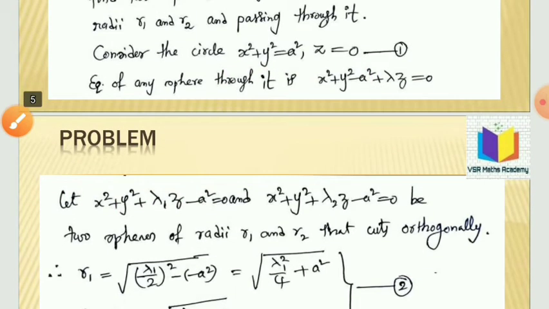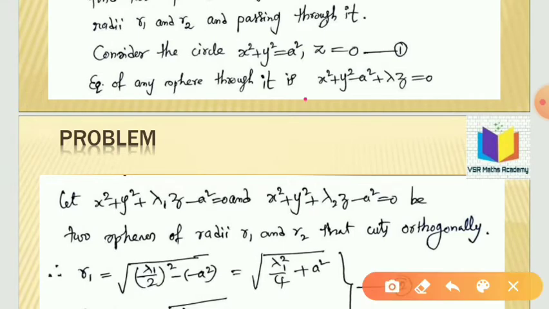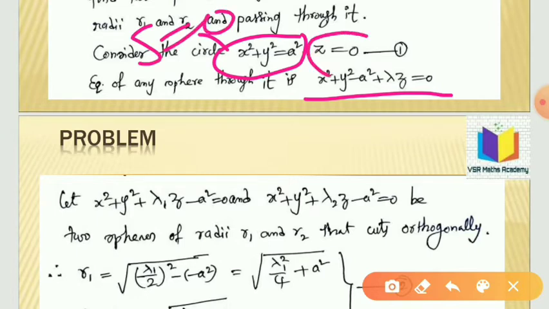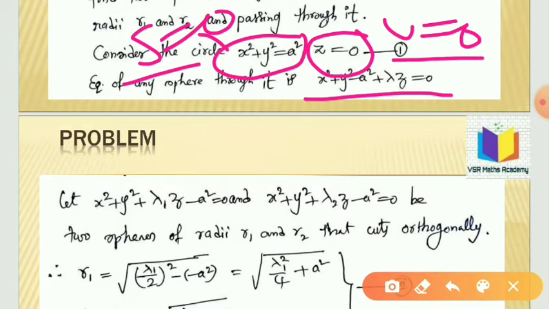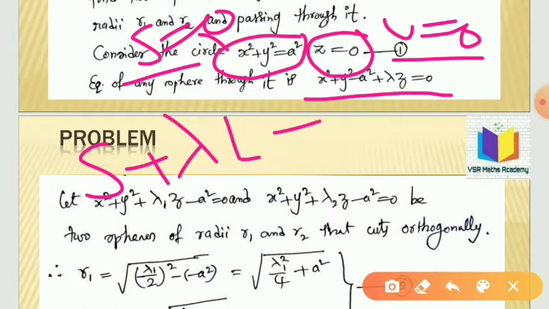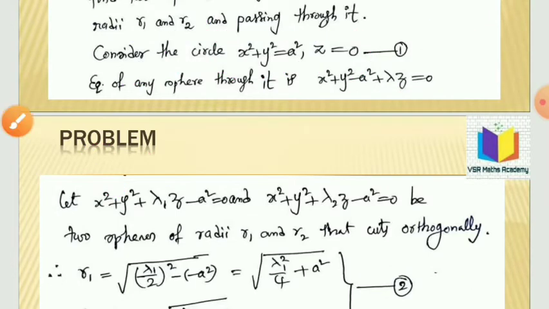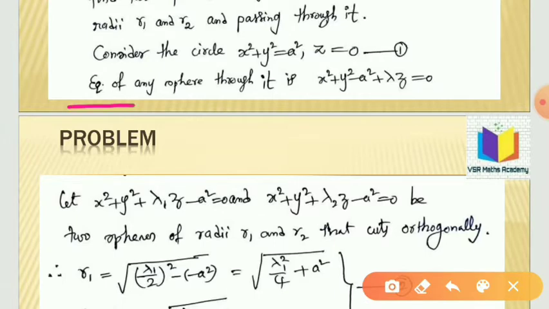So the equation of any sphere passing through it can be written like this, because here this is nothing but S = 0 and this is nothing but U = 0. Whenever S = 0, U = 0 represents a circle, then the equation of a sphere passing through the circle can be written as S + λU = 0, so that we can write the equation of any sphere passing through it.